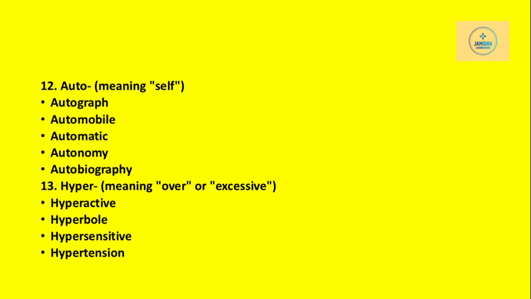The prefix auto means self. Example words include autograph, automobile, automatic, autonomy, and autobiography. The prefix hyper means over or excessive. Example words include hyperactive, hyperbole, hypersensitive, and hypertension.